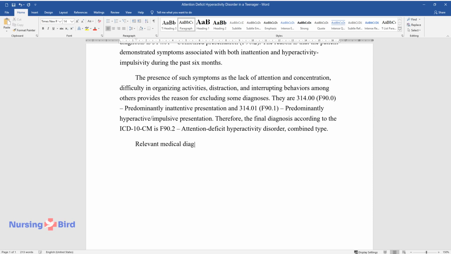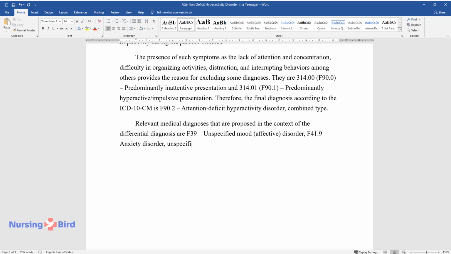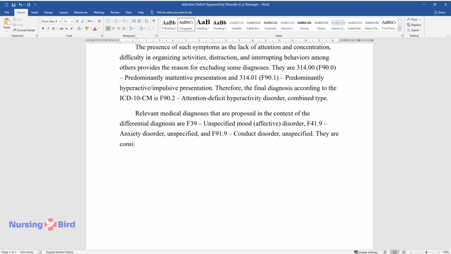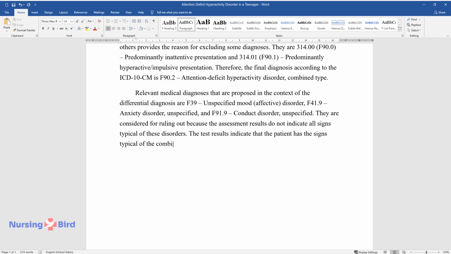Relevant medical diagnoses that are proposed in the context of the differential diagnosis are F39, Unspecified Mood, Affective Disorder, F41.9, Anxiety Disorder, Unspecified, and F91.9, Conduct Disorder, Unspecified. They are considered for ruling out because the assessment results do not indicate all signs typical of these disorders. The test results indicate that the patient has the signs typical of the combined type of ADHD.